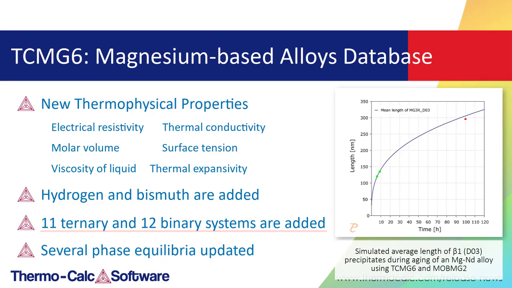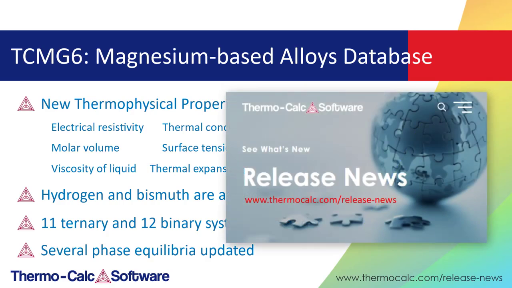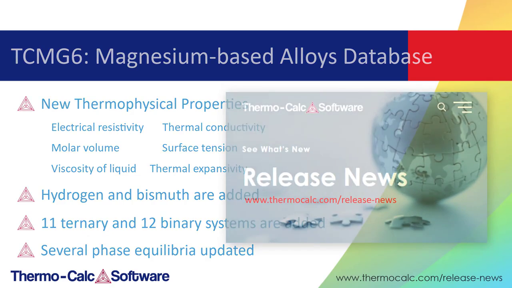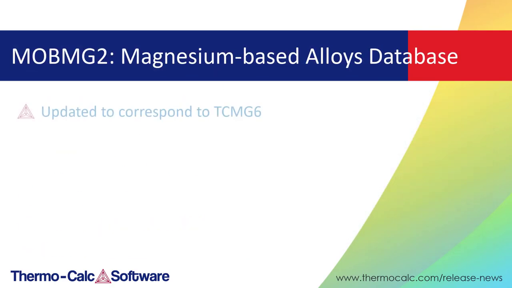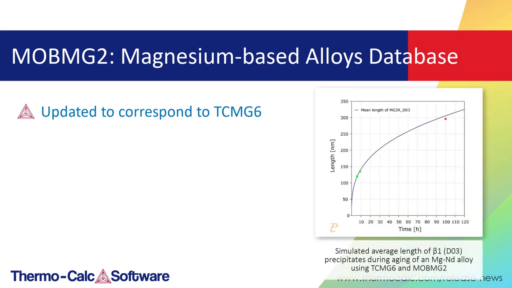The new database also includes several other improvements, which you can read about at the Release News section of our website. MobMG2, the companion mobility database, is updated to correspond to TCMG6.